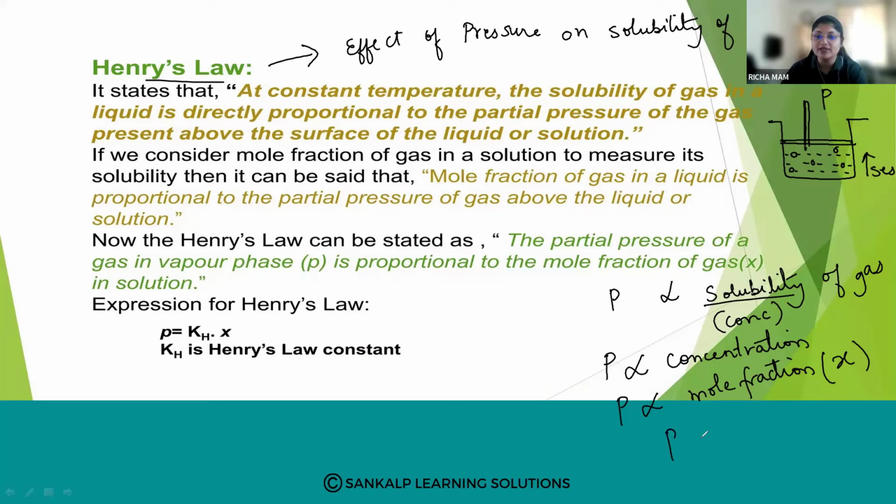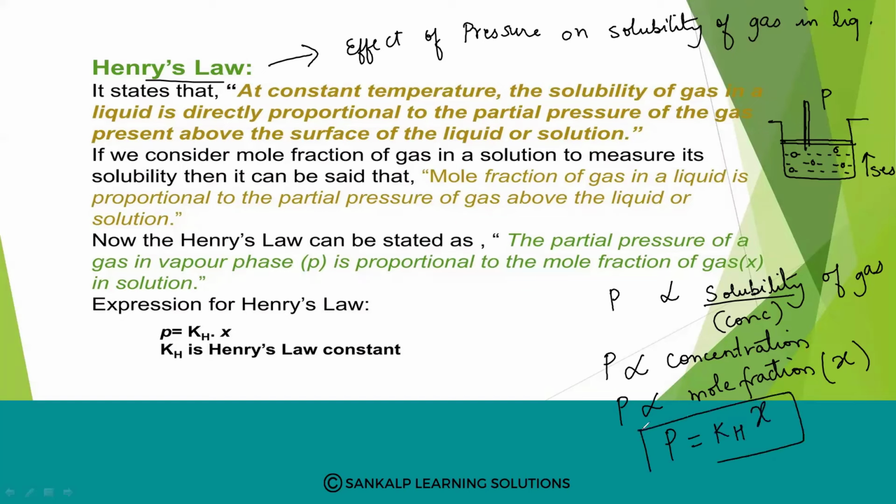So for partial pressure, if I remove this proportionality sign, then I have to introduce a proportionality constant. I am introducing KH. So P equals KH into chi. This is the mathematical expression. What is KH? KH is the Henry's law constant, and chi is your mole fraction. So this is Henry's law and its mathematical expression.